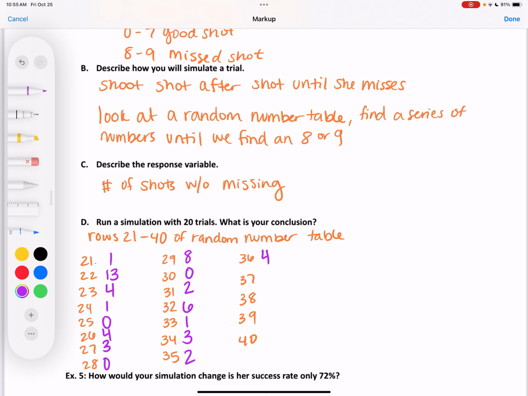37, 1, 2, 3, 4, 5, and then a miss. 38, 1, 2, 3, 4, 5, 6, 7, 8, 9, and then a miss. 39, 1, 2, 3, 4, 5, 6, 7, and then a miss. And finally, 41, and then a miss.